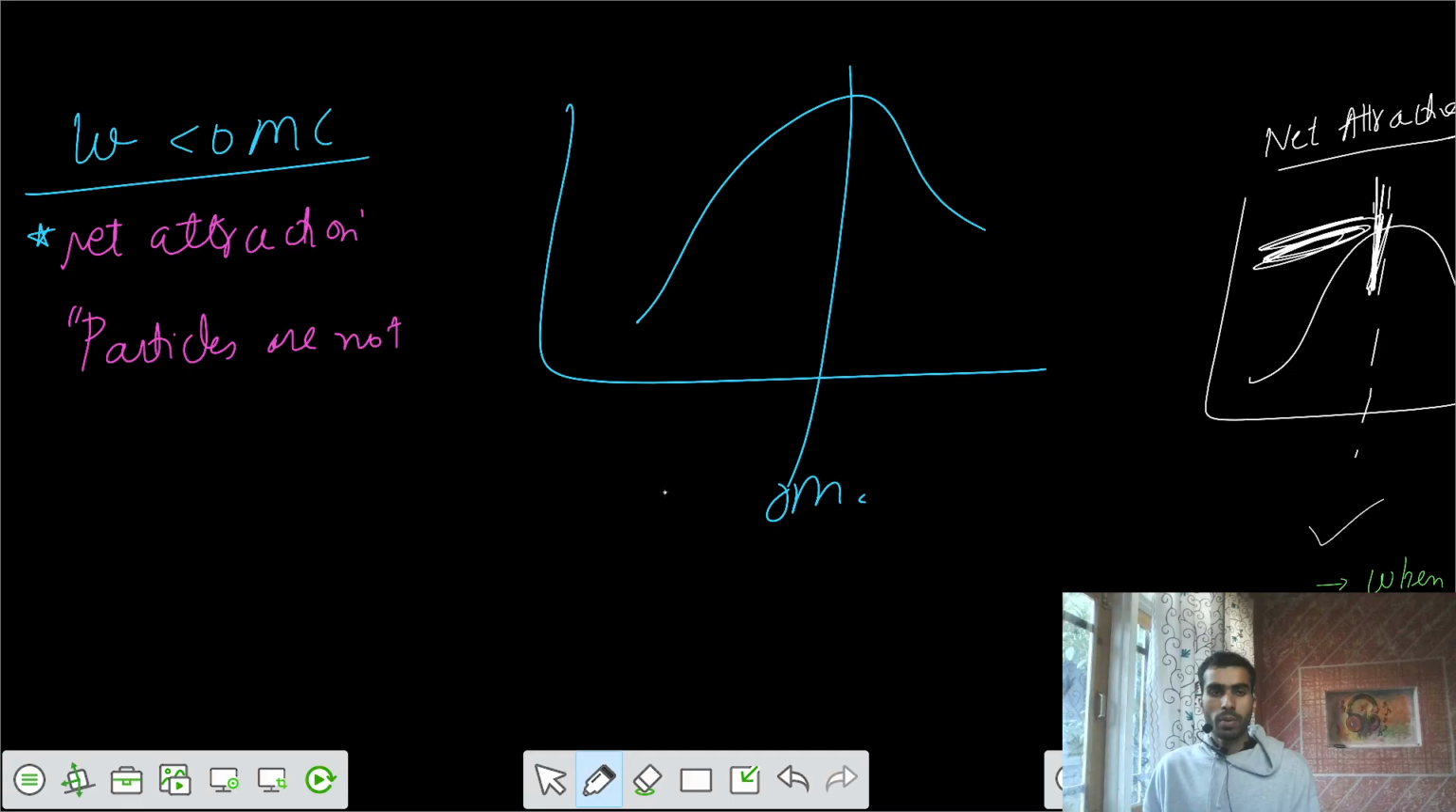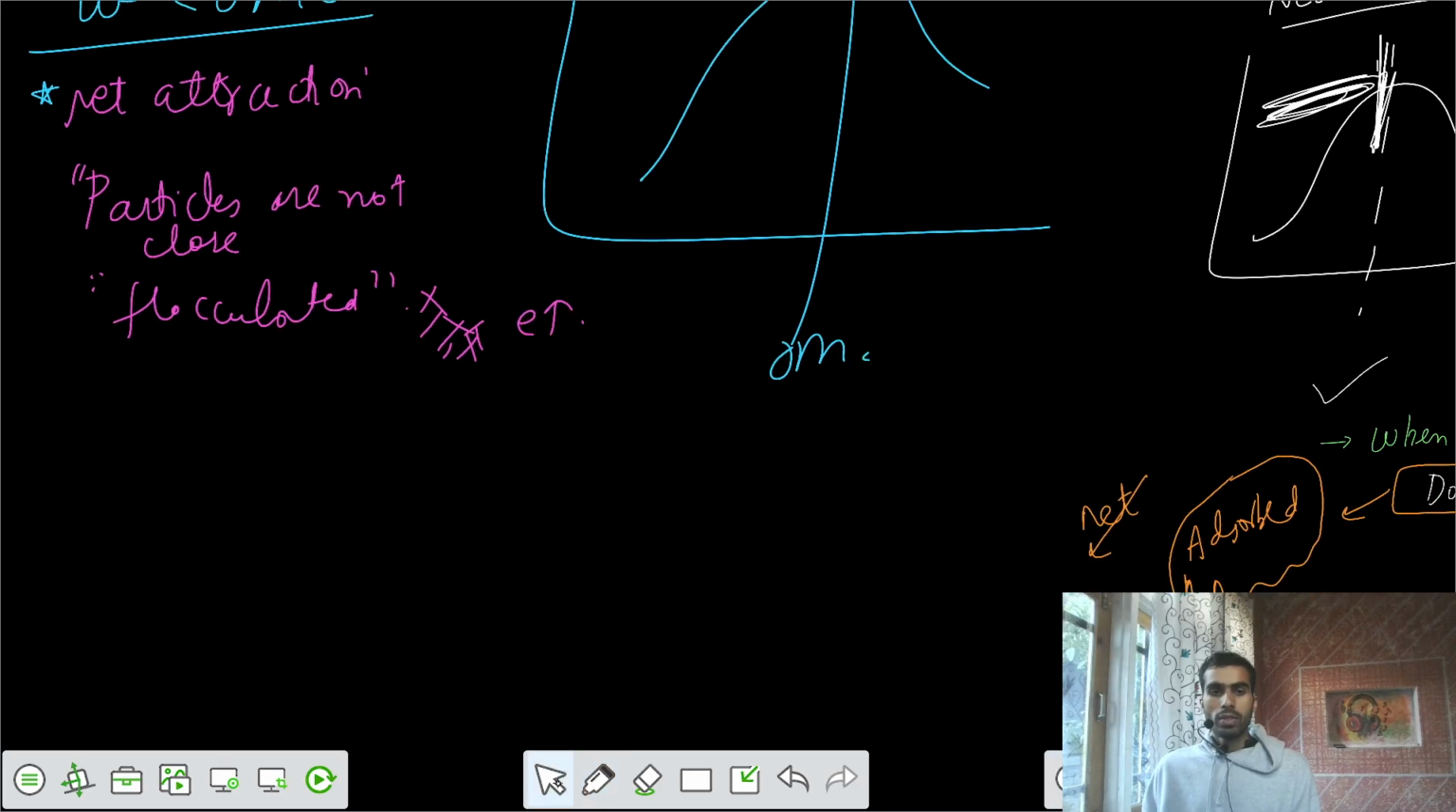There is attraction, but particles are not close because of the flocculated structure. So they are in a more haphazard way. So the void ratio e is more.